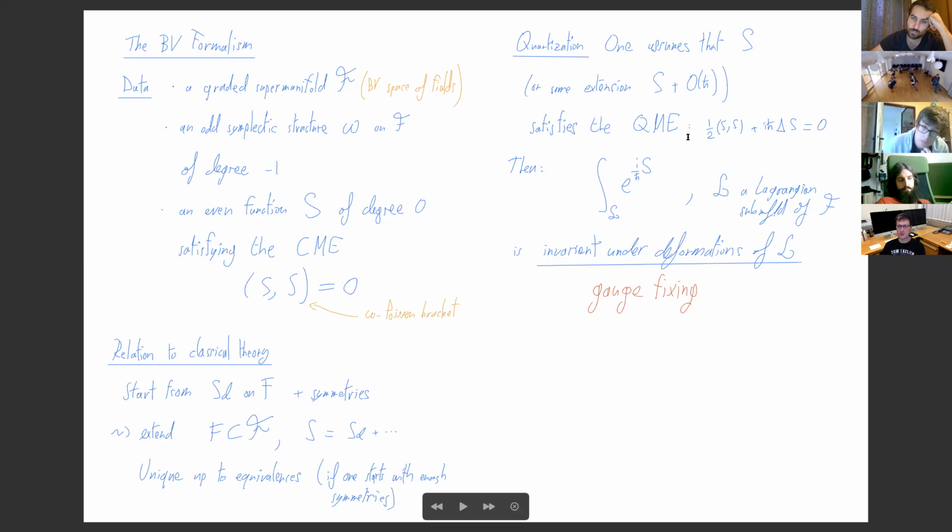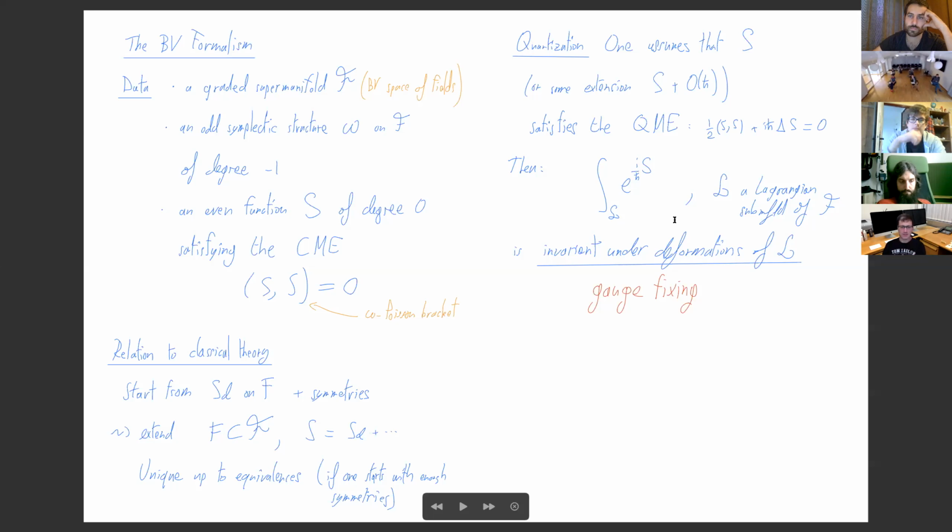But formally, assume that this is done, or that you are in the finite dimensional case. Then Batalin-Vilkovisky's theorem says the following. If S satisfies this equation, and you integrate the exponential of S times i over h bar over a Lagrangian submanifold of this graded supermanifold F, the result is invariant under deformations of L. Okay, so this is a crucial result, which is some sort of a supermanifold generalization of Stokes' theorem. In the infinite dimensional case, you have to make sense of it by some regularization.